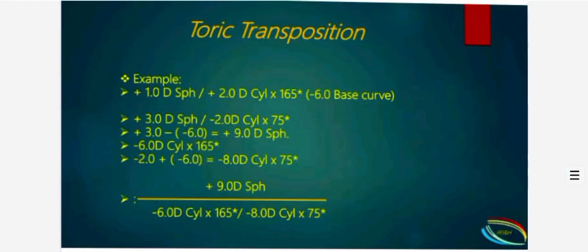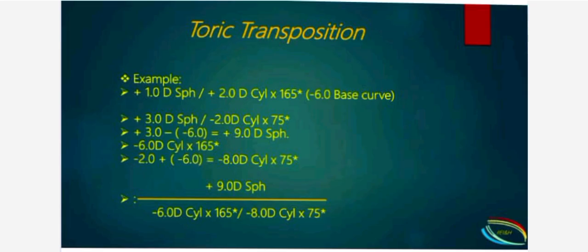For Toric transposition, one example is plus 1 sphere and plus 2 cylinder at 165 degrees, and a base curve of minus 6 is given. We add sphere plus cylinder, so we get plus 3 sphere and minus 2 cylinder. We change the sign of the cylinder and the opposite axis is 75.